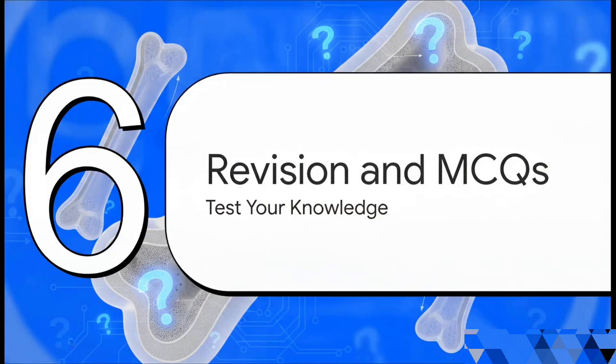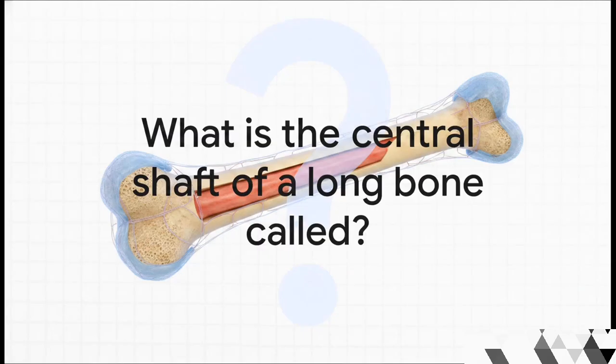All right, time to test your knowledge. Section 6, quick revision and MCQs. Question number 1. Which part of the long bone is defined as the strong central shaft? Is it A, epiphysis, B, diaphysis, C, metaphysis, or D, periosteum? I'll give you a second. Okay, if you said B, the diaphysis, you are absolutely correct. It is the tubular, central, weight-bearing pillar of the bone.